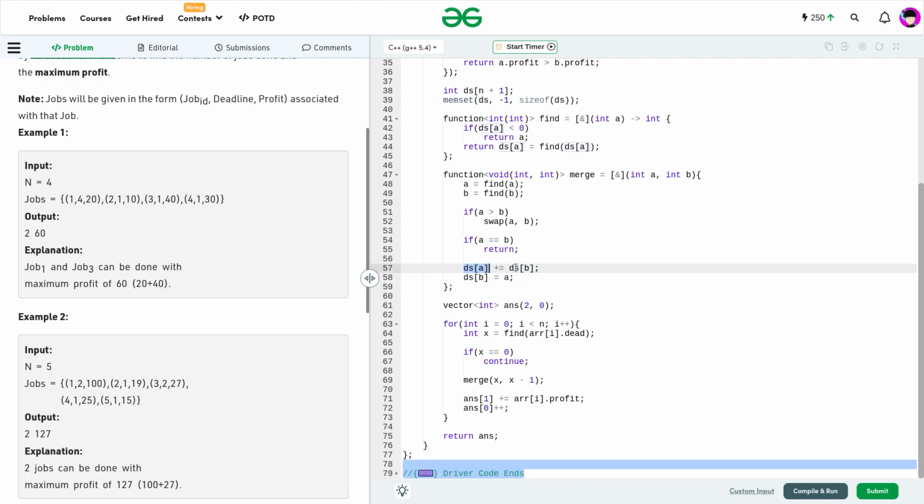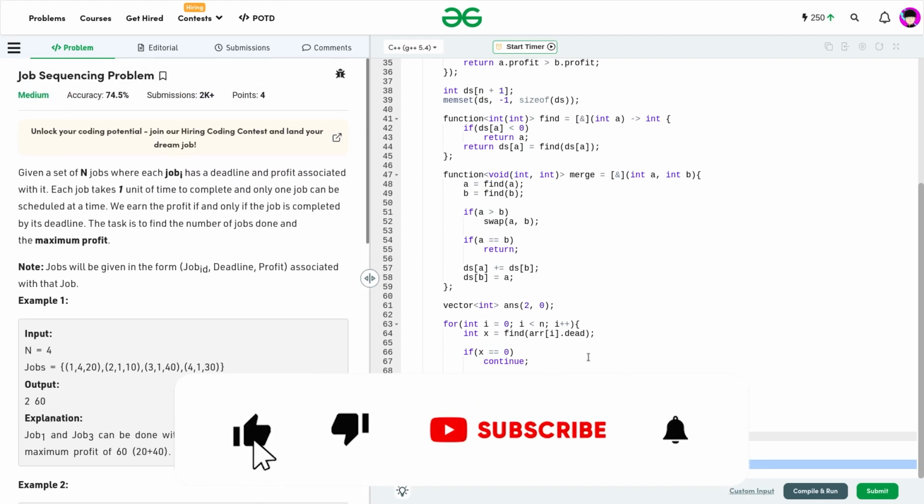This thing is actually not required. The most important part is that I just do disjoint set of b equals a, that is, I set the parent of b as a. So after this whole for loop is completed, I can just return my answer vector, and this would be the final solution of this problem.